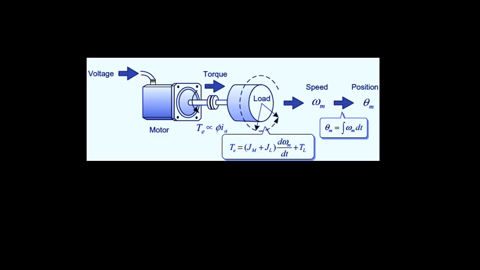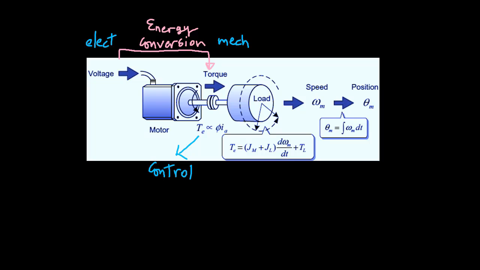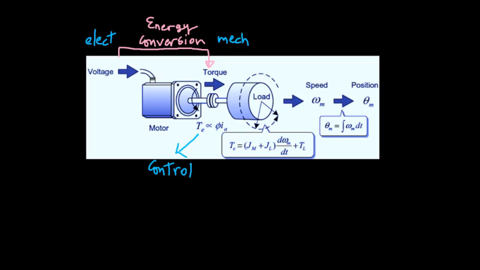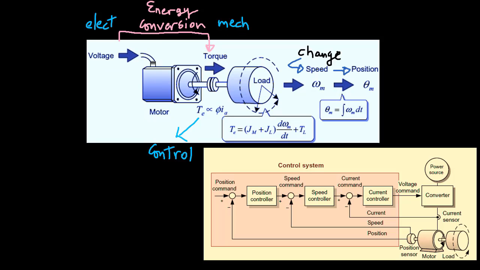An electric motor is an electromechanical device that converts electrical energy into mechanical torque. As a torque-producing device, the electric motor needs to have its torque controlled as a priority. When the torque produced by the motor is applied to a mechanical load, the torque will change the speed omega m of the driven load, and in turn change its position theta m.